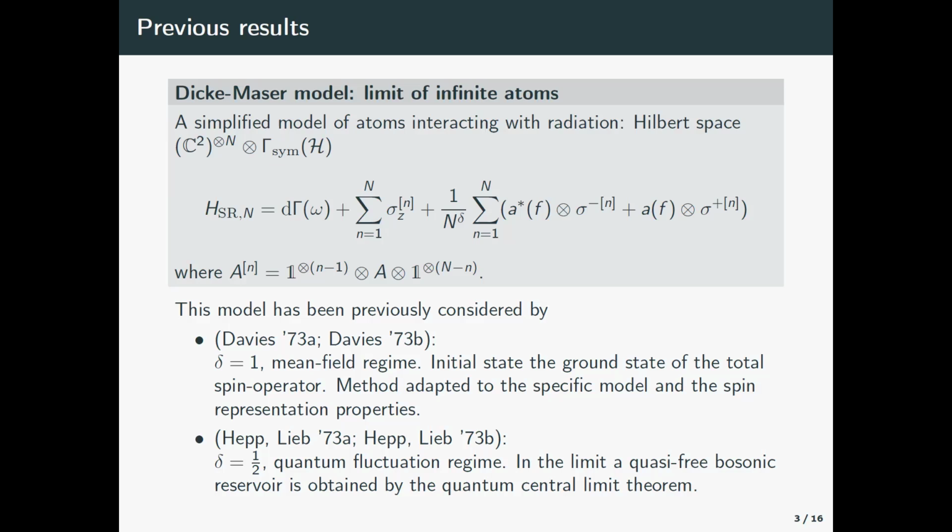While Hepp and Lieb's articles are very deep and very interesting, they consider a slightly different setting, which is the quantum fluctuation regime, because they wanted to show the phase transition in the equilibrium state of the system, which is the super radiance phase transition. What they found is that in the limit, under certain conditions on coefficients and temperature, there is a phase transition, and it basically arises by the quantum central limit theorem. So the infinite atoms become an emitter of coherent fluctuation.